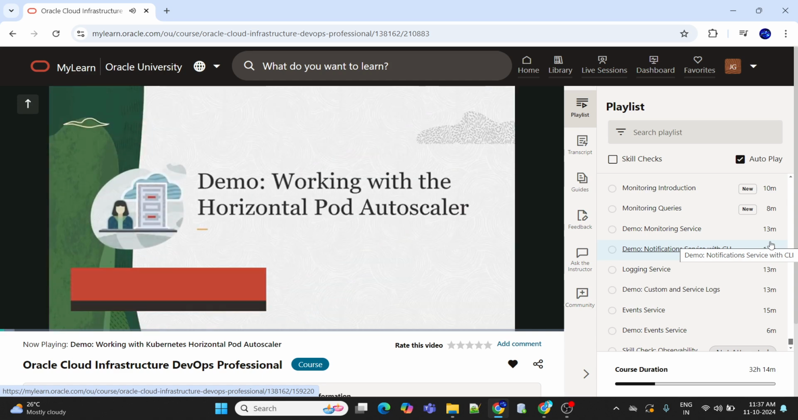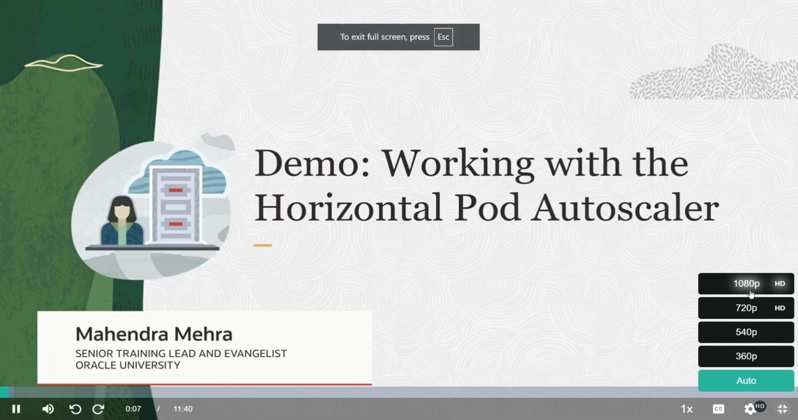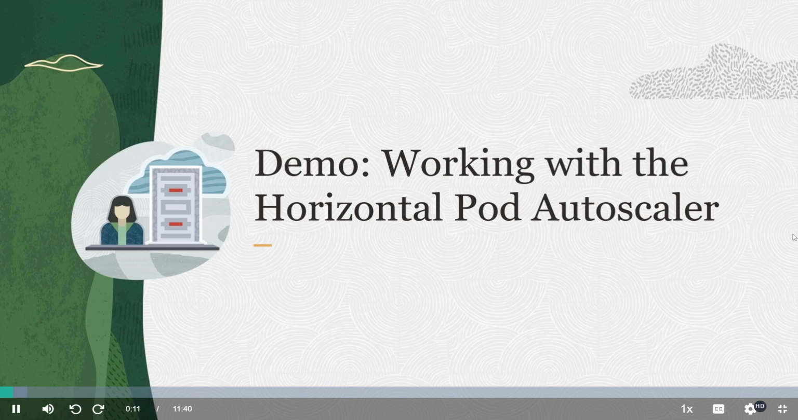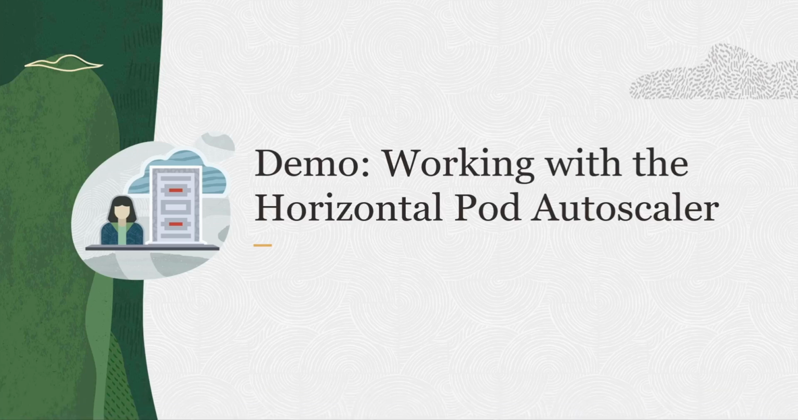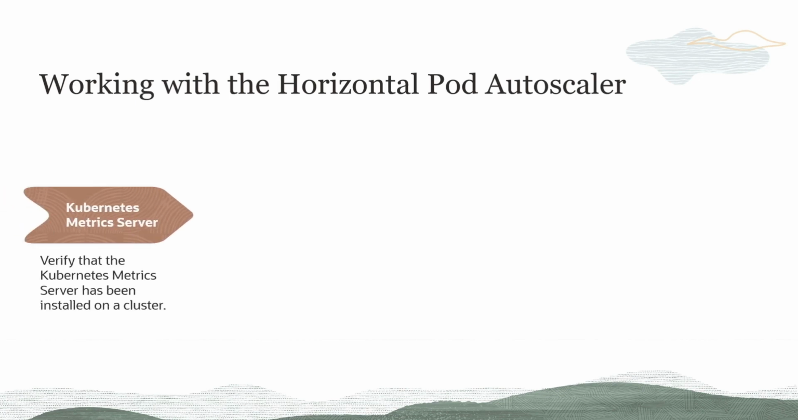Hello and welcome to this demonstration on working with the horizontal pod autoscaler, a powerful tool that enables automatic scaling of the number of pods in response to different workloads. Let's get started. There are different steps in which we'll be performing this demonstration. For the horizontal pod autoscaler to work, we need to install Kubernetes metrics server.